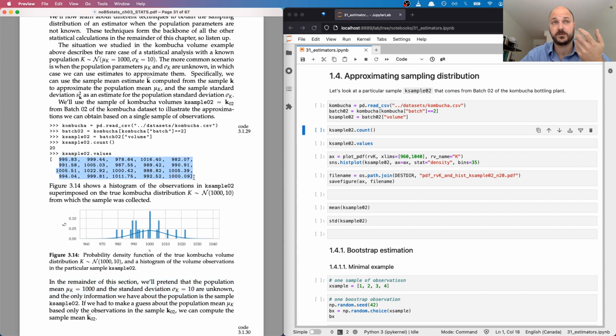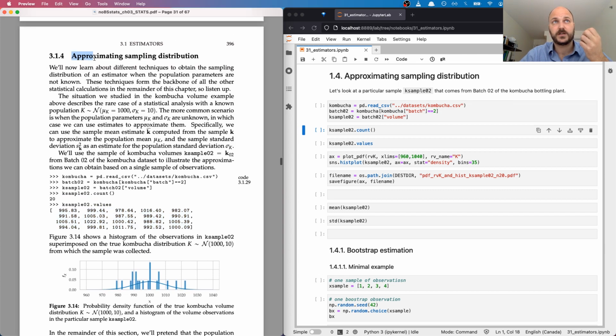So can we still estimate, can we still approximate what the sampling distribution looks like based only on information from samples? So in fact, yes. And there are two ways. I'm going to show you two ways to do that.